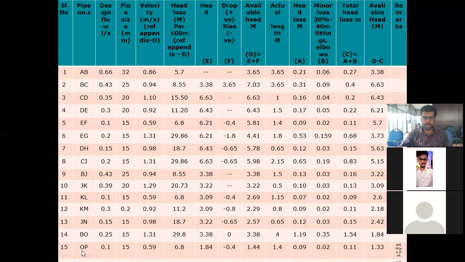Till OP. And one more thing, sir: for OP it came 1.33, right? So what should be the minimum available head, sir? 2 meters. From OP you got 1.3. You said the minimum head required is 2 meters, right? Correct. So for the last two, BO and OP, it is coming 1.8 and 1.33, right? Yeah, so now we have to bring it to 2, because a minimum of 2 should be there.